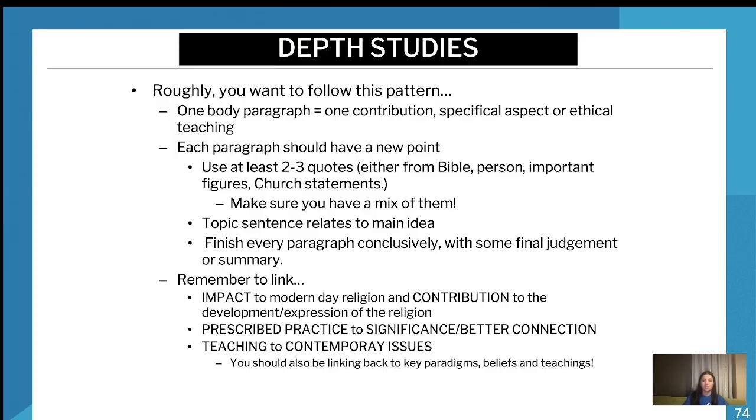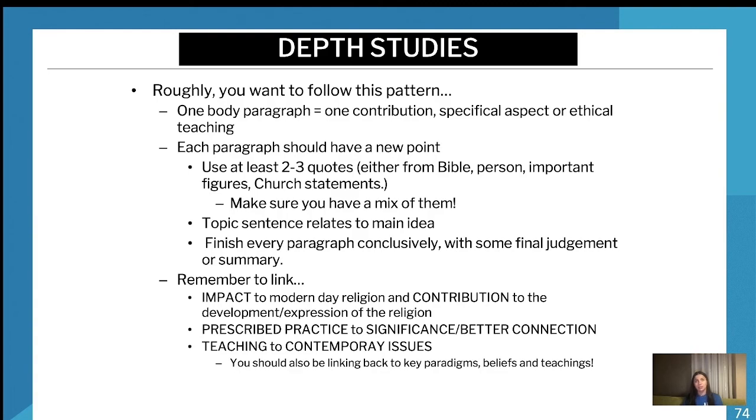So when you are looking at the ethical teachings, whether you're doing environmental ethics or bioethics or whichever you're doing, it's so important to link it to contemporary issues. Personally, I did environmental ethical teachings and we did that across all three of our depth studies.